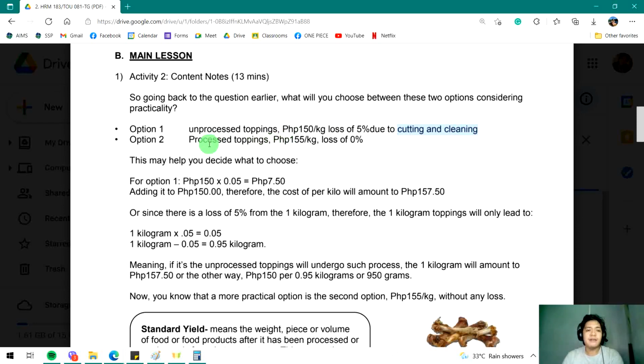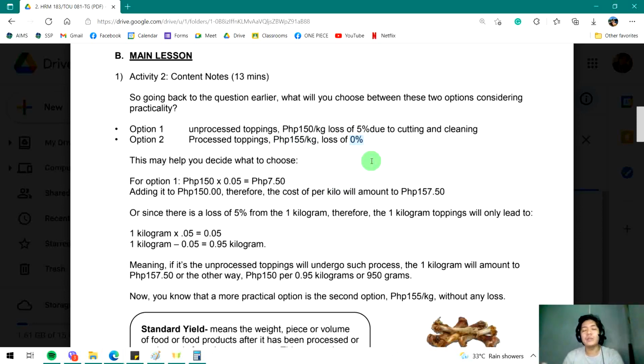Or, if we will have a processed topping instead, which is priced at 155 per kilogram with no particular loss. So kayo, as business owners, ano ang mas pipiliin ninyo? Are you going to choose option number 1, which is priced at 150 per kilogram pero meron kang loss of 5% due to cutting and cleaning? Or, we will just go with processed toppings, which is priced at 155 per kilogram. So, mas mahal siya. Pero, wala kayong loss percentage.